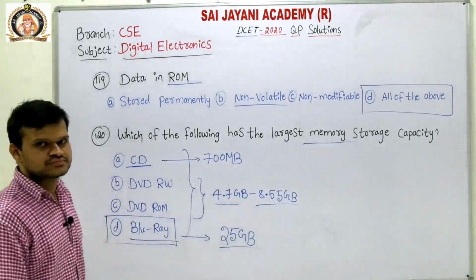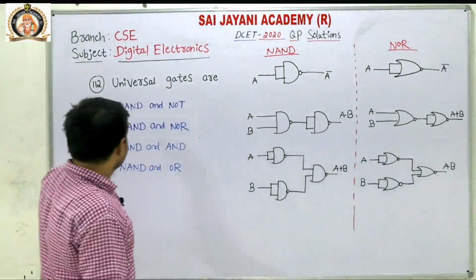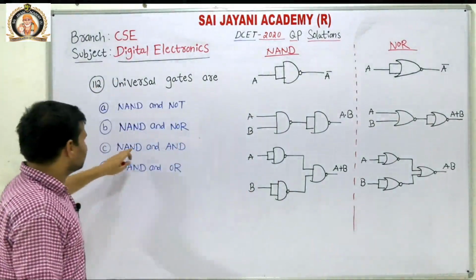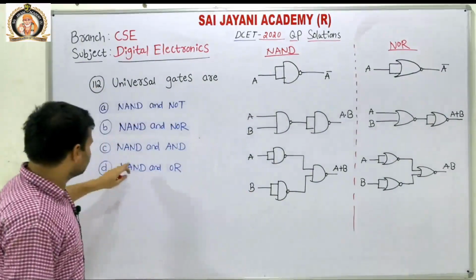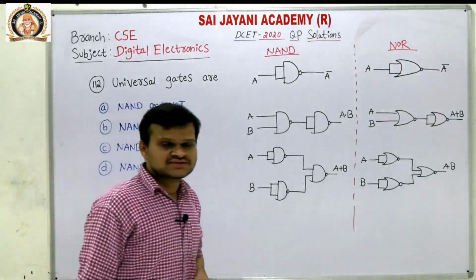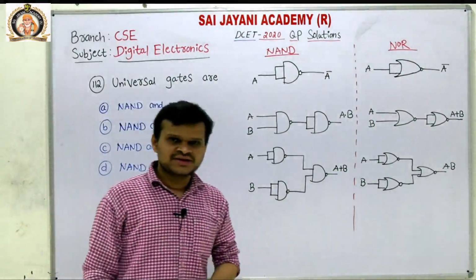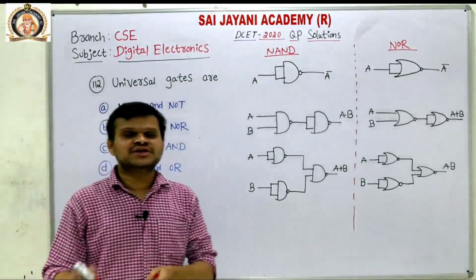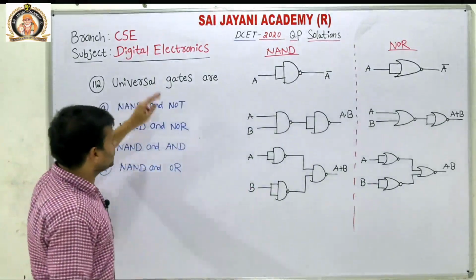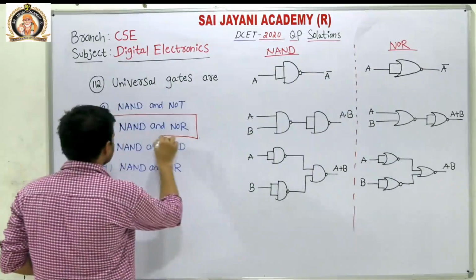The question number 112, the universal gates are option A, NAND and NOT, option B, NAND and NOR, option C, NAND and XOR, and option D is NAND and OR. Here what are universal gates? The universal gates are the type of gates which can implement any Boolean functions without the need of any other gate type. In digital electronics, the universal gates are option B, NAND and NOR.